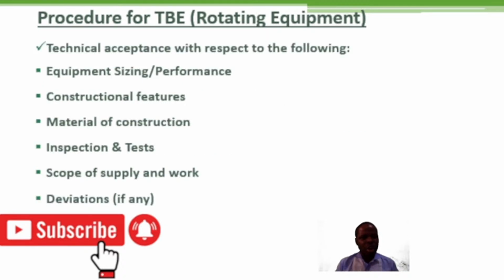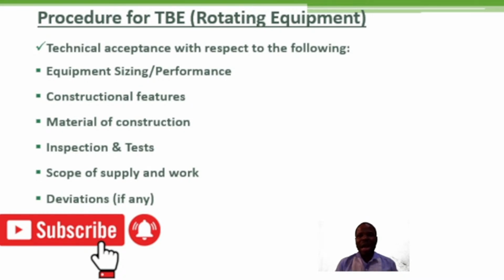Now next, you are going to look at the technical acceptance with respect to the following. We are going to look at a typical technical bid analysis sheet, where you will see different points that you will have to check by considering rotating equipment as a case study. So part of your procedure for carrying out technical bid evaluation is you are going to look at the technical acceptance with respect to the equipment sizing criteria, equipment performance.